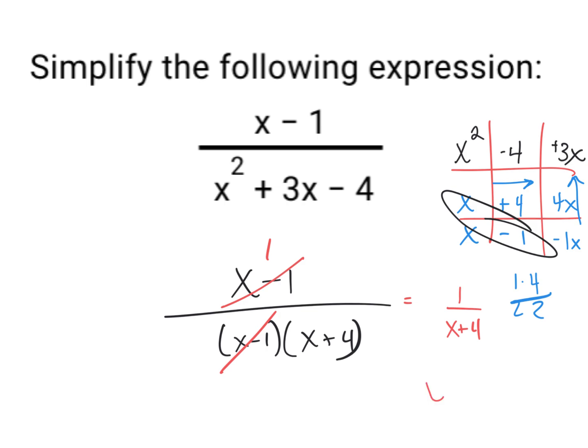Just a side note, remember we would state our restrictions. This only makes sense if x does not equal anything in the bottom that would cause a divide by 0 error. So x could not be positive 1 because right here, 1 minus 1 would be 0. If I look at this one, negative 4 plus 4 is going to be 0, so x could also not be negative 4. But in Get More Math, you only have to simplify. You don't have to enter this portion.